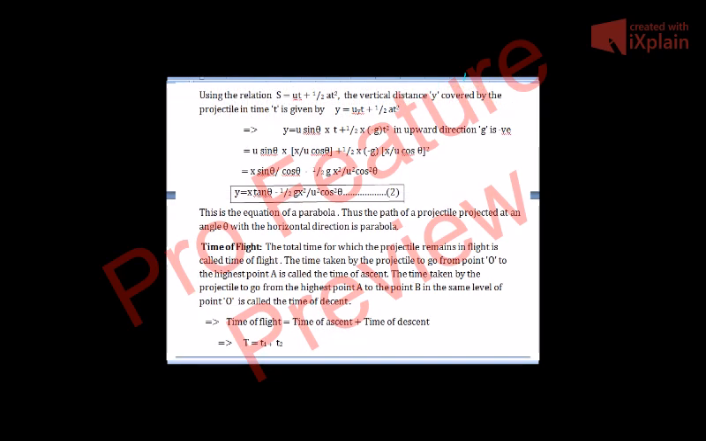Now using the relation s is equal to ut plus 1 by 2 at square, the vertical distance y covered by the projectile in time t is given by y is equal to uyt plus 1 by 2 at square. So y will be equal to u sin theta into t plus 1 by 2 into minus gt square.